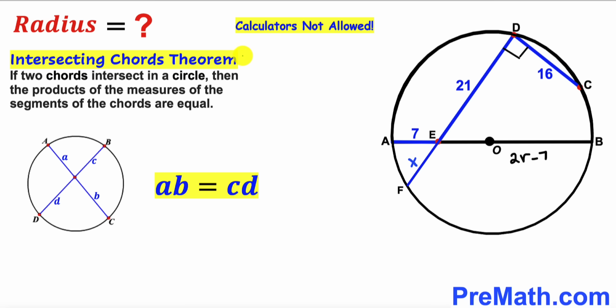And now let's recall the intersecting chords theorem. According to this theorem, if two chords intersect in a circle, then the products of the measures of the segments of the chords are equal, as you can see in this given diagram. Here we have these two chords AC and BD, and they intersect each other, and as a result we end up with these segments lowercase a, lowercase b, lowercase c, and finally lowercase d, such that a times b equals c times d.